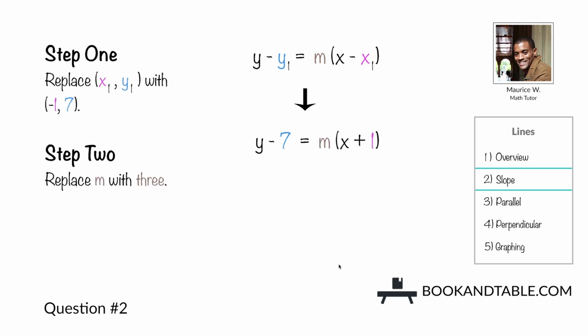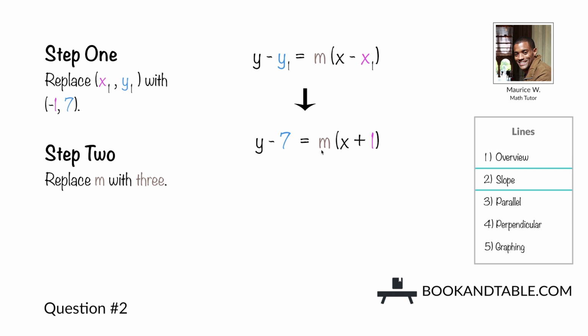Question number 2. Step 1, replace x1, y1 with negative 1 and 7. y minus y1 is y minus 7 is equal to m times x minus x1, x minus negative 1, which is the same as plus 1. So this is what we are left with.